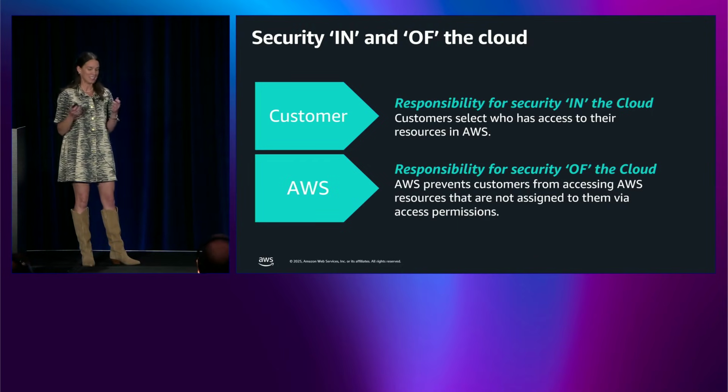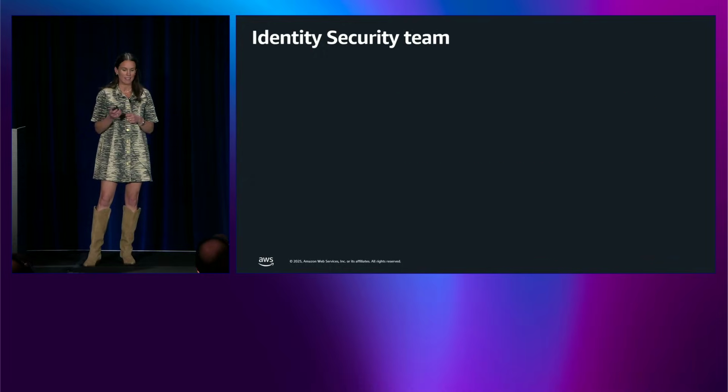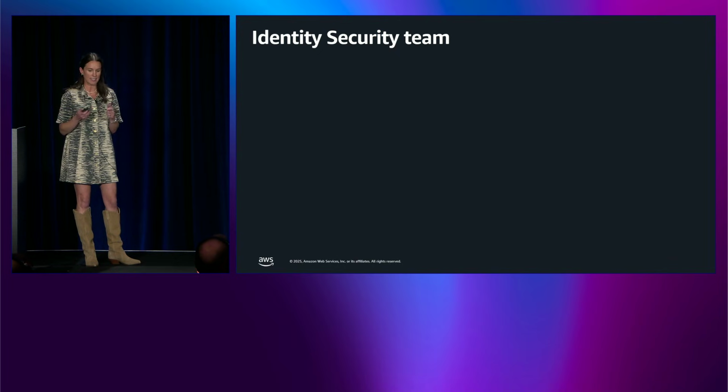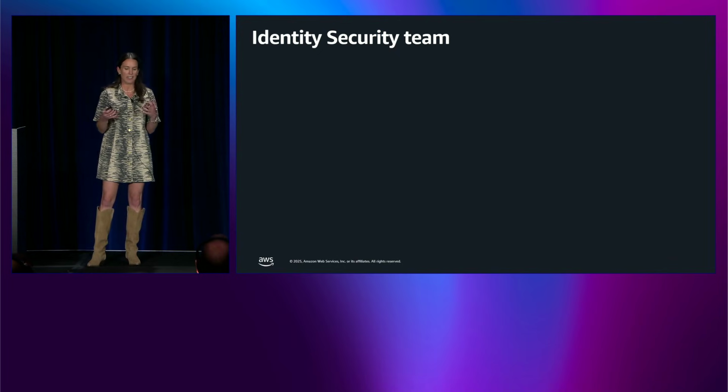And today, I'm excited to tell you a little bit about what we're doing in identity to raise the bar in that space. So the identity security team, we work across AWS identity services, and we exist to reduce risk in those services and ensure that they're built throughout their life cycle with security in mind, right?